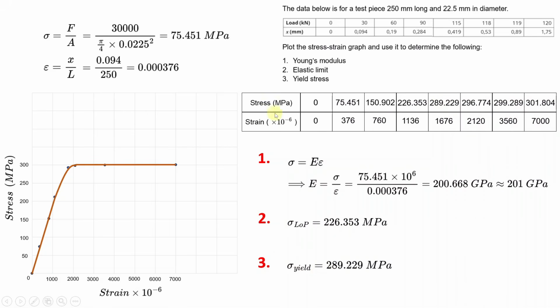But now going back to question number 2, the elastic limit, okay? The elastic limit is the limit of proportionality. In this case, it is here, okay? And as you can see here, we are at 200 and something megapascal, which is 226.353 megapascals, okay? This is the limit of proportionality. That is the elastic limit. That is where it ceases to be a straight line. So it is a straight line until that point. That is where the elastic limit is, okay? And that is that. Okay, so I hope this video was helpful to you.